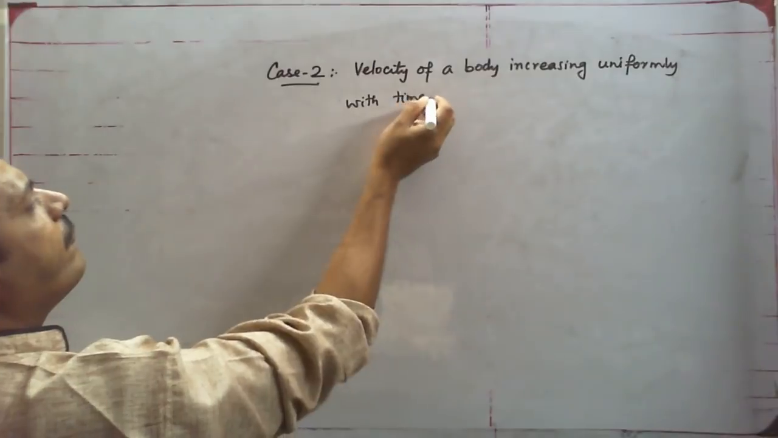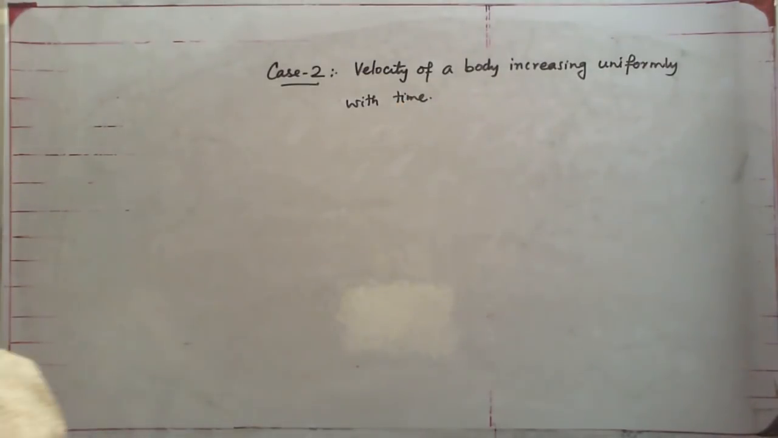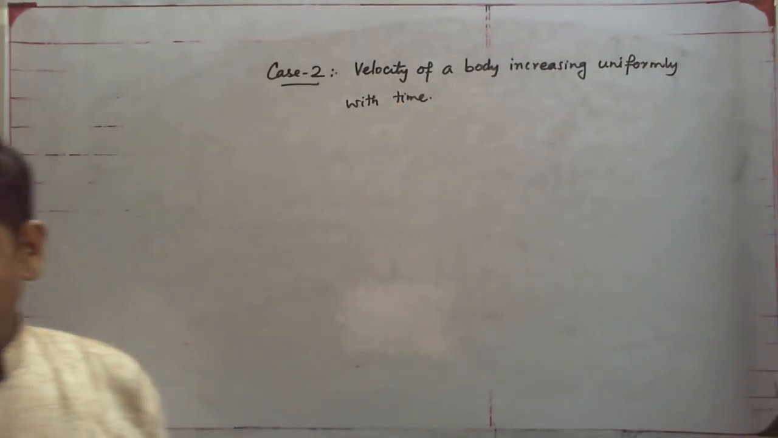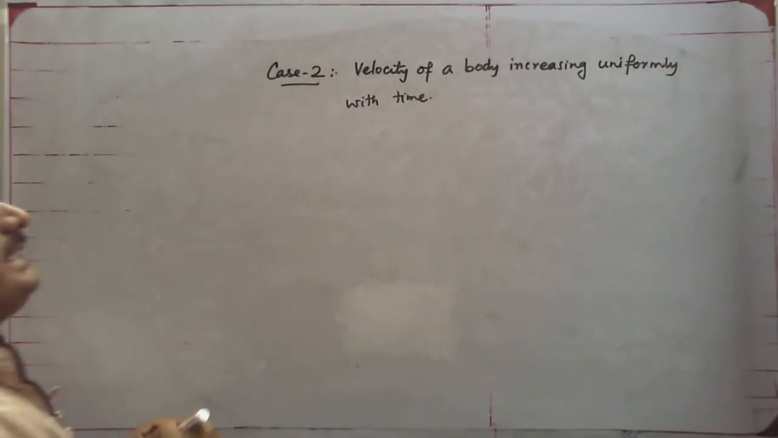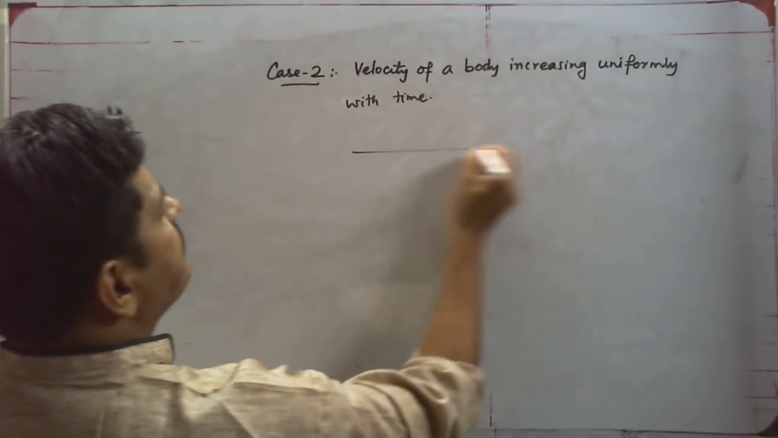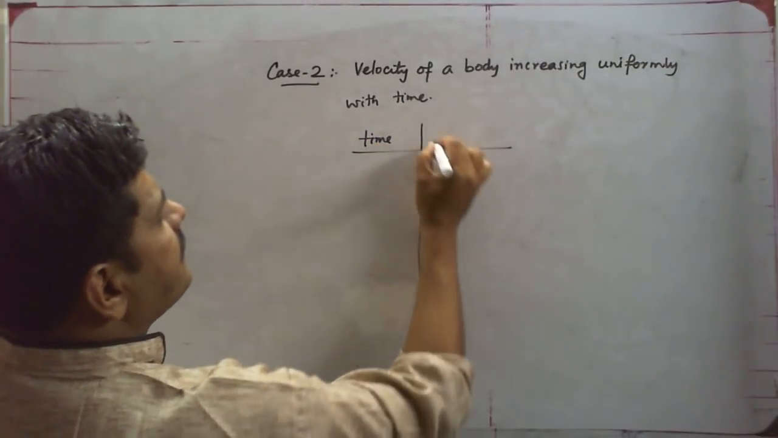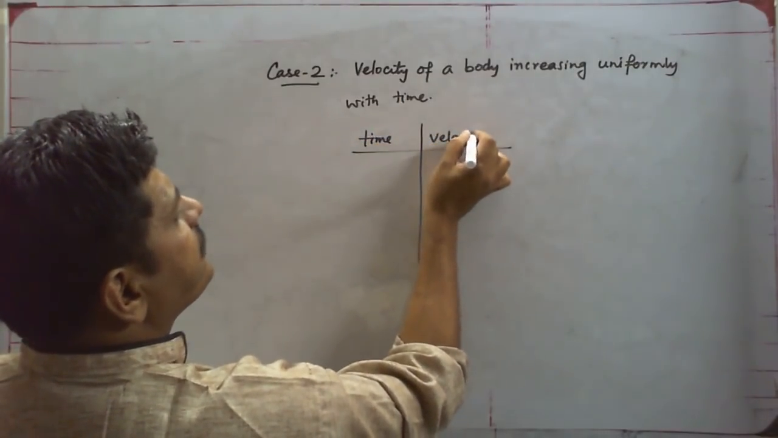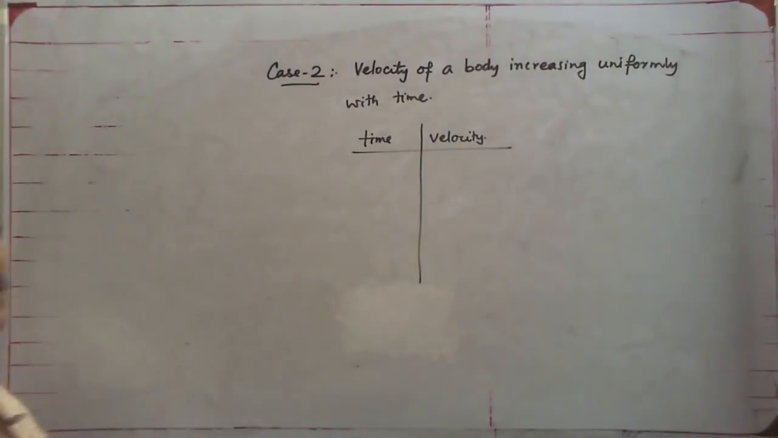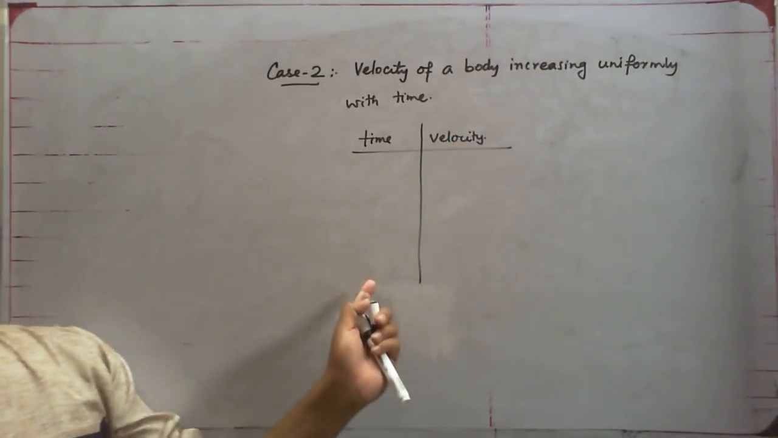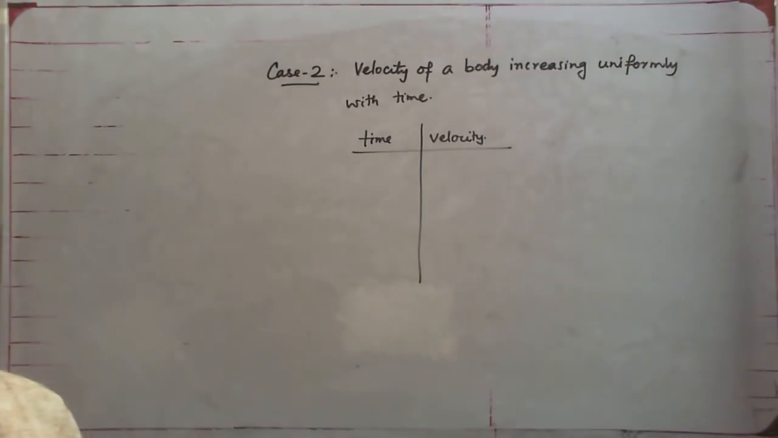Velocity of the body increasing uniformly with time. So let us take a case. Let us take imaginary data: time, velocity. These are imaginary data, so without data you cannot draw a graph. So we will take imaginary data.